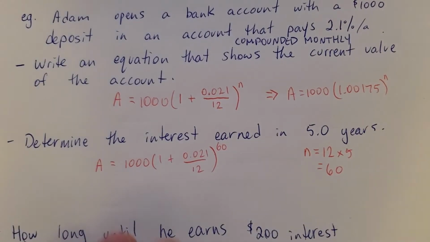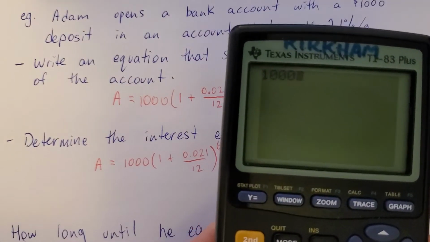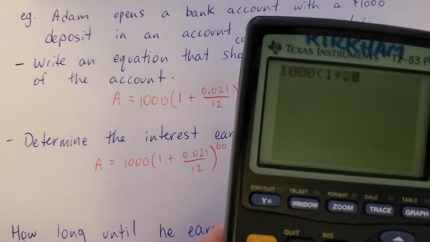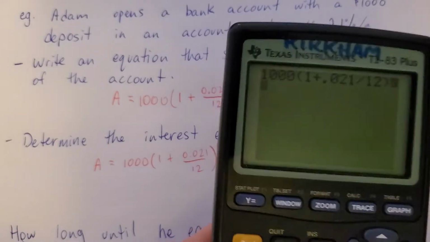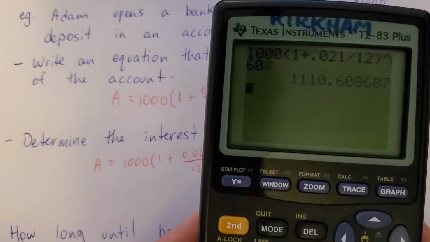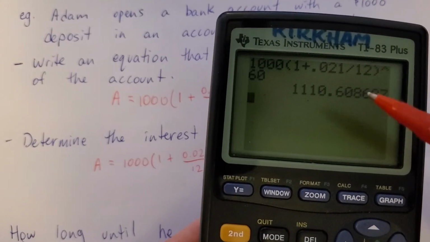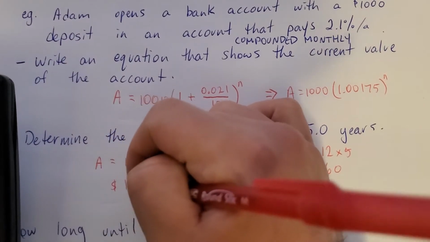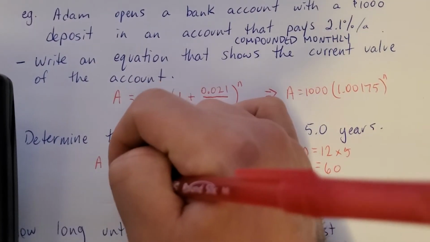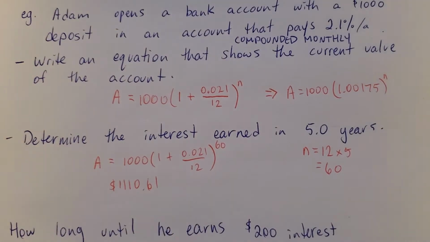If you write this into your calculator just like that, it's going to work. So I'm going to write 1,000 brackets 1 plus 0.021 divided by 12, to the power of 60. And we're going to get 1,110. It's a bank account, so I'm going to round to the nearest cent, 61. That's how much money's in the account.